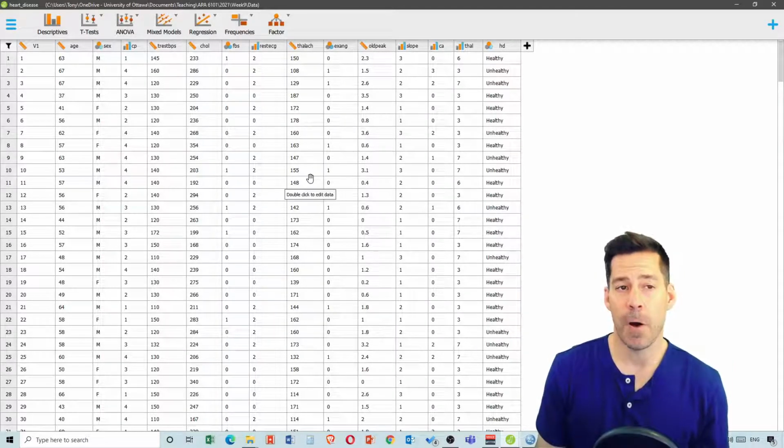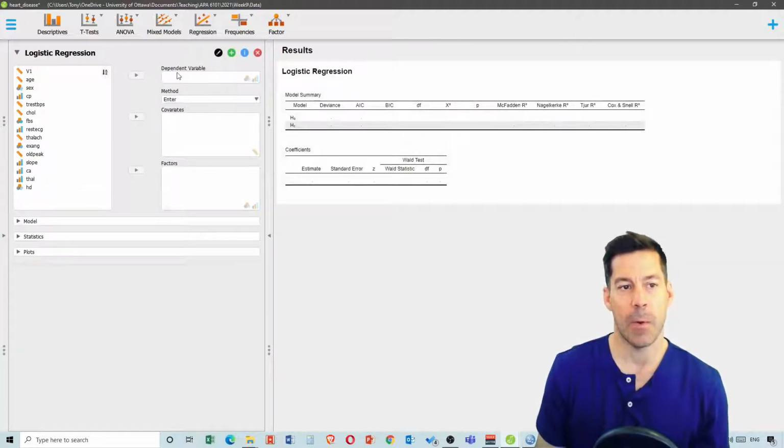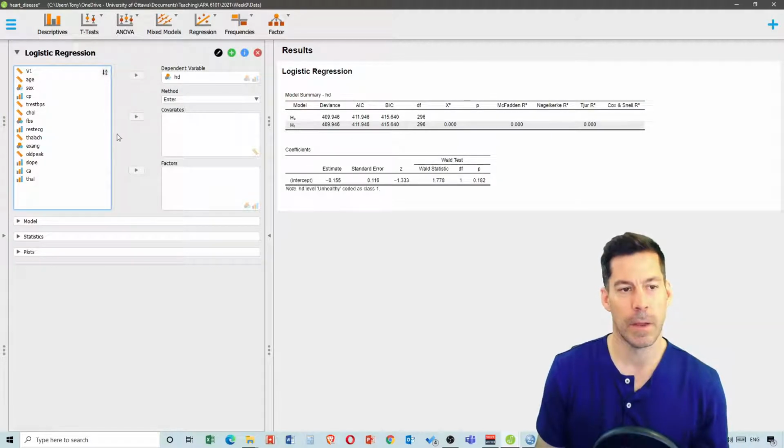The way we run the model here is we go to regression and down to logistic regression. We're going to select that. Now, in dependent variable, we're going to put heart disease. And in this case, we're going to select a covariate of trestbps. That's our blood pressure.